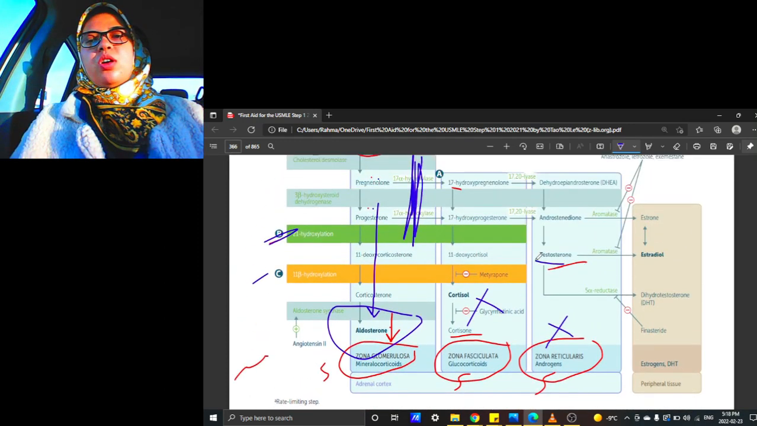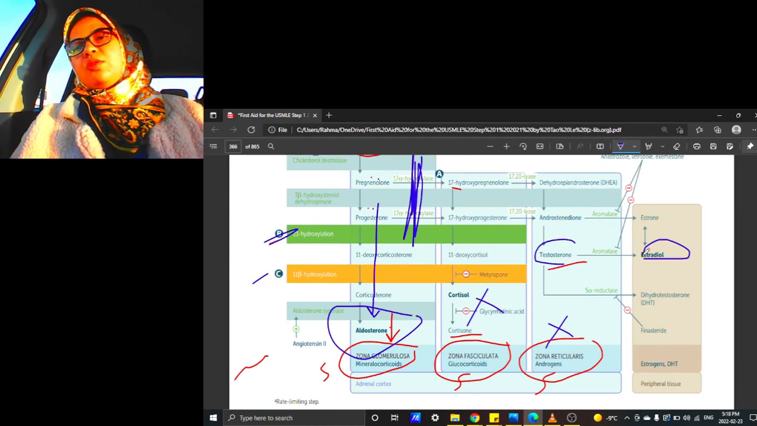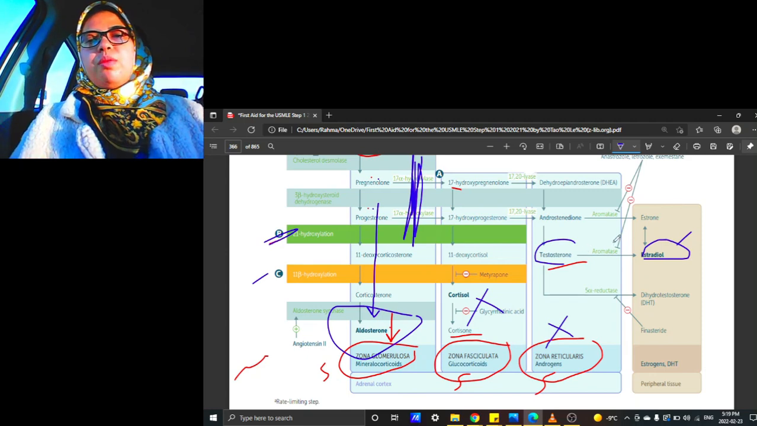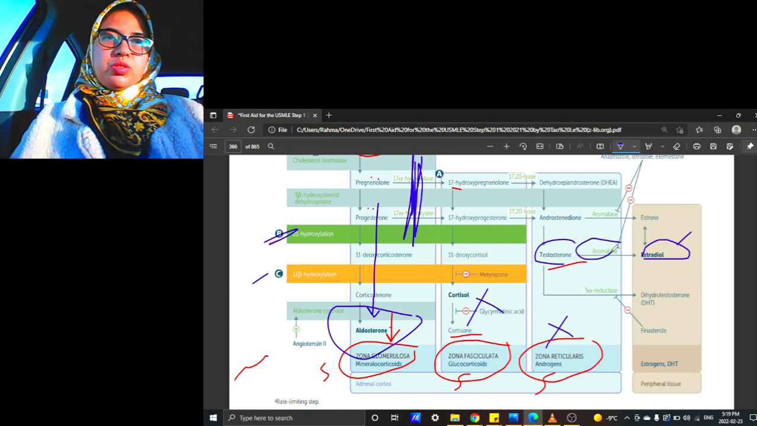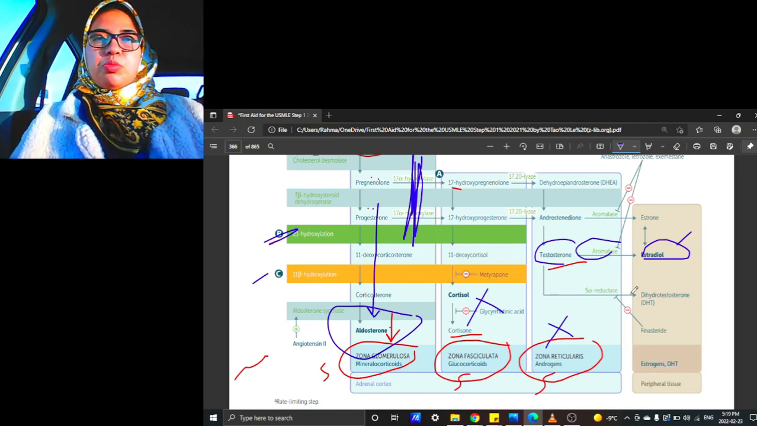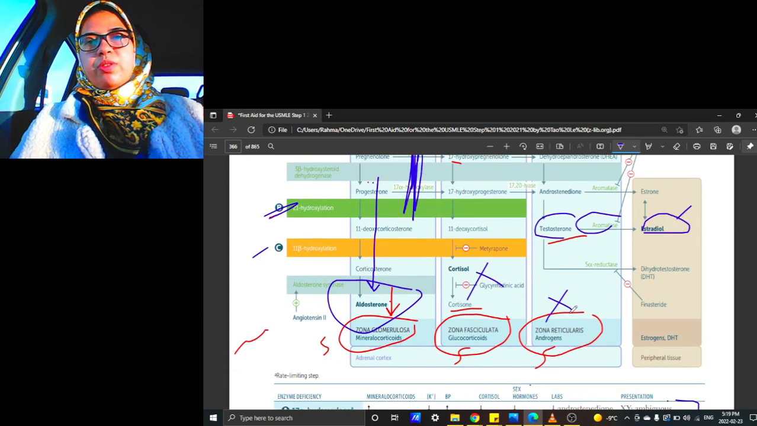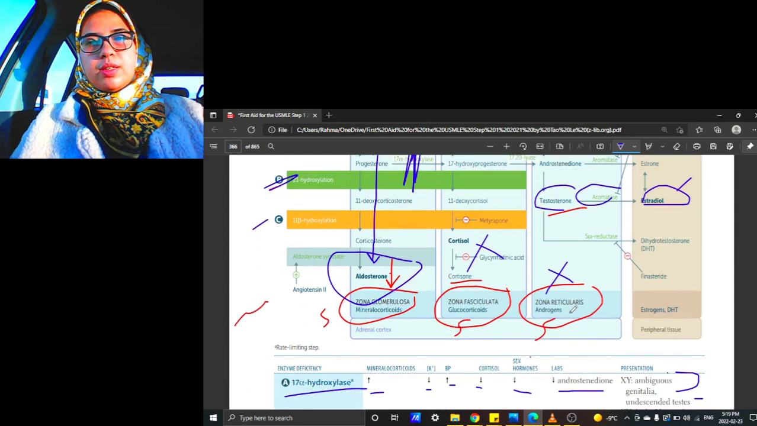So we use testosterone, we convert to estrone and estradiol, which are the more potent forms of estrogen here, by aromatase in the peripheral tissue. So that is one pathway for us to obtain estrogen and estradiol, which is responsible for those secondary sexual characteristics.